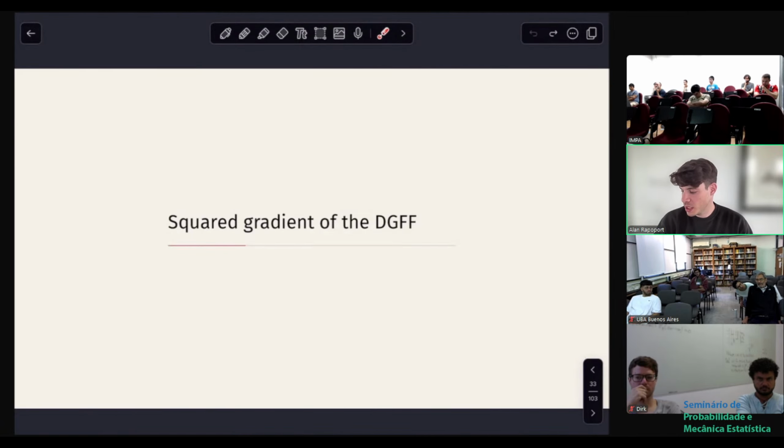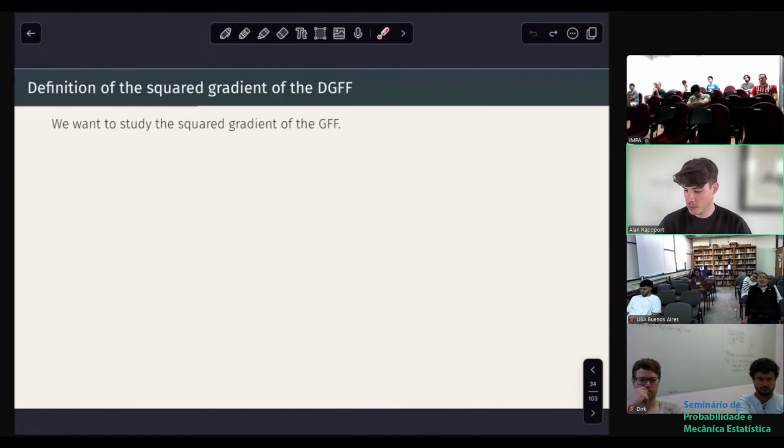And in particular, we can study functions of it. Why not? People have studied the gradient of the DGFF. And in particular, we'll study the square of the gradient. So basically the norm, this square. Why? We'll see. Just give me one more slide. But for the moment, just bear with me.